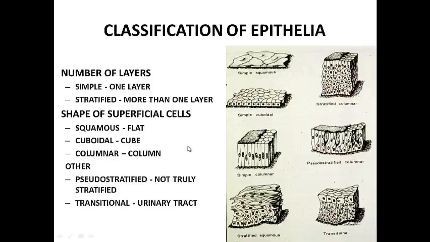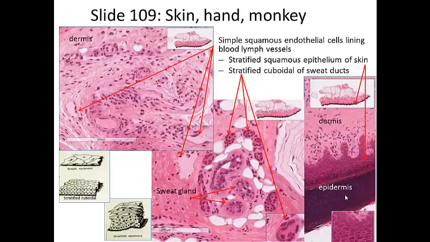There are other types of epithelium as well. One is pseudostratified. It looks like it's stratified, but it's really not, because all of the cells touch the bottom. And then we have transitional, one that can modify its shape with the filling of the bladder. It's in the urinary tract, and we will see those.